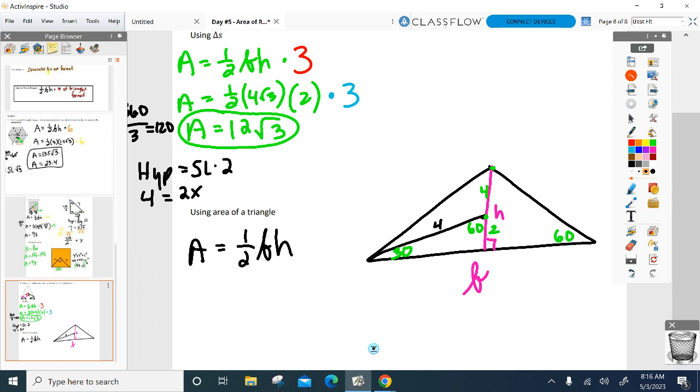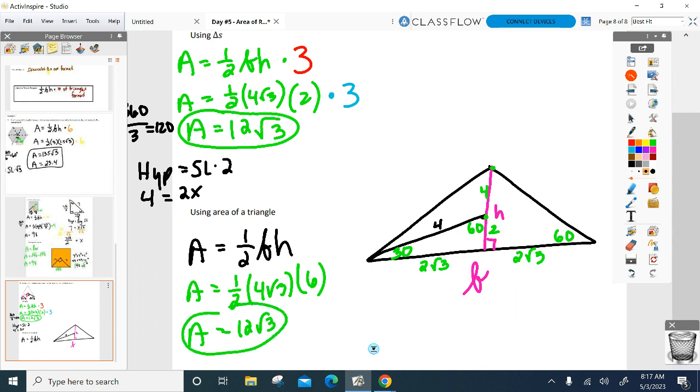And now do your 30, 60, 90 rules. That's 2. That'll be 2 radical 3, 2 radical 3. And that's where I got my 4 radical 3. So if you wanted to do it this way, your 4 radical 3 would still be there, but now my height is going to be 6. So you got to do what's best for you. You guys notice 6 times 4, 24, half of 24, 12. So you're still going to get 12 radical 3 either way.